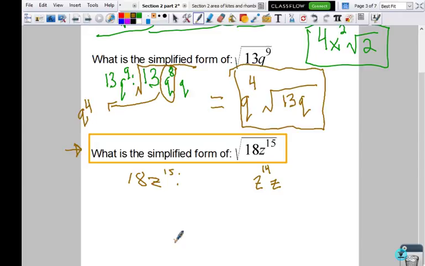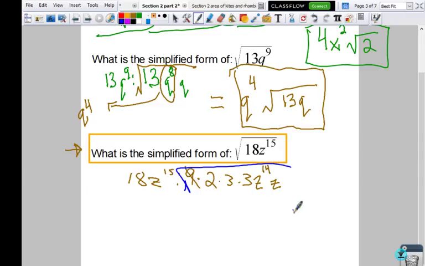Okay, what times what is 18? 9 times 2, right? Okay, but I want to split it up in as small of numbers as possible. How can I split up the 9? Yeah, and do 3 times 3, right? Okay. Alright, so I got it split up now.